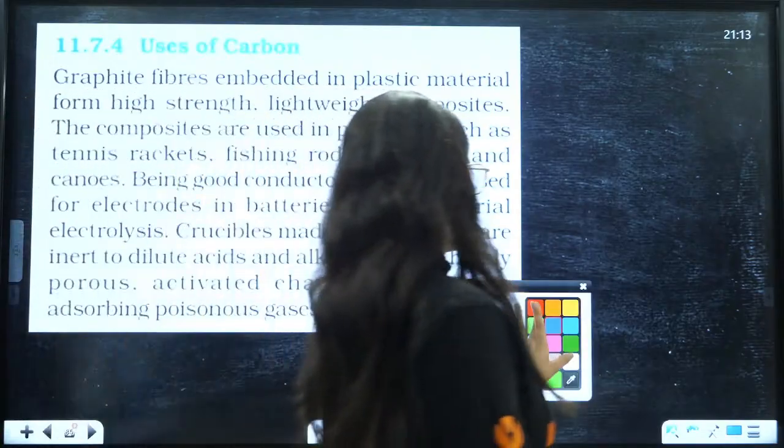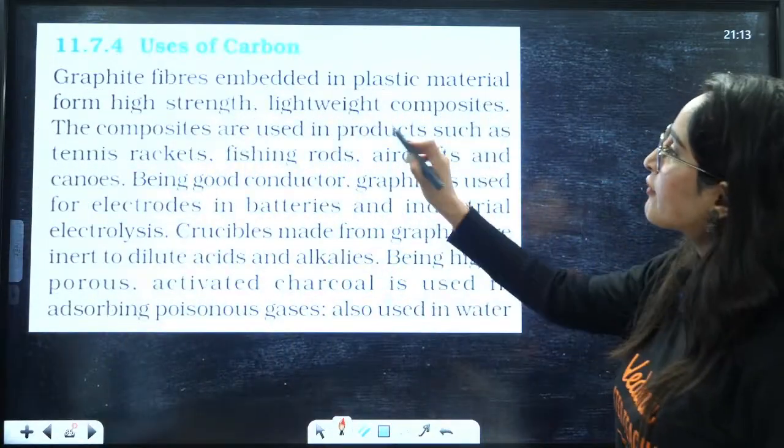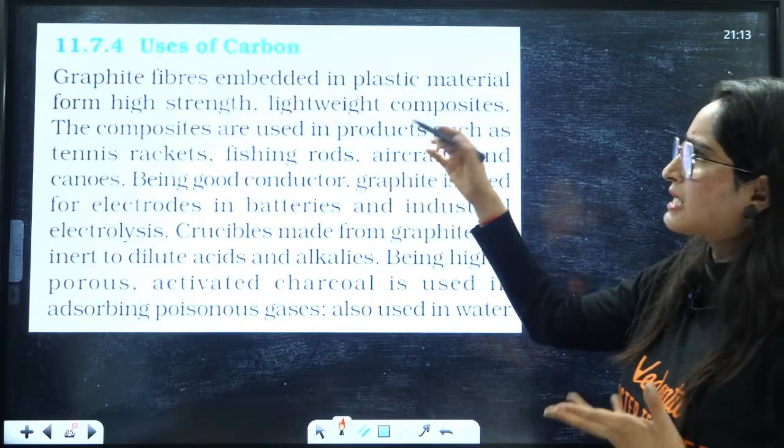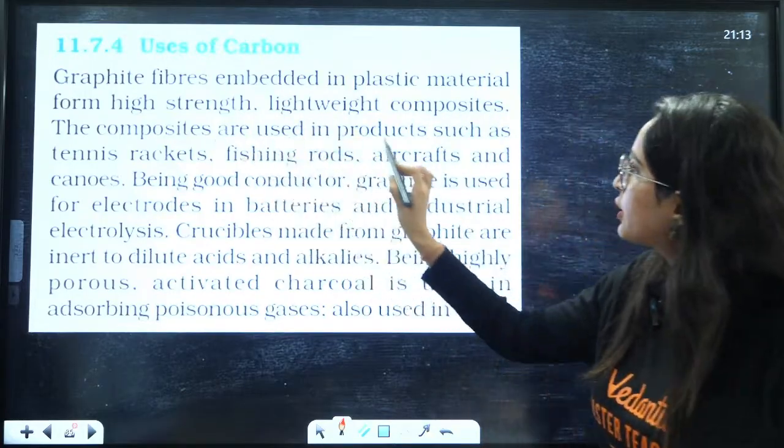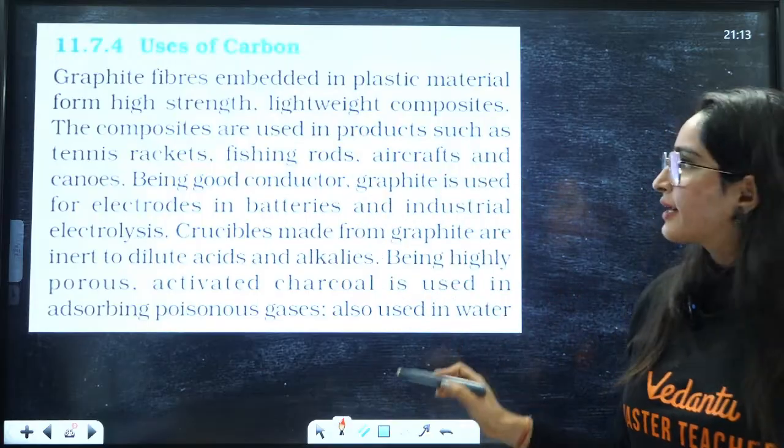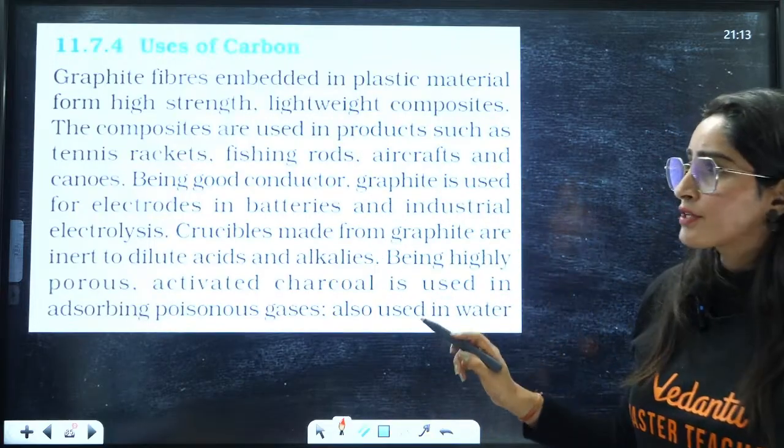Now you have some uses of carbon, right? Graphite fibers embedded in plastic materials give high tensile strength, lightweight composites. These composites are used in products such as tennis rackets, fishing rods, aircraft, and canoes.